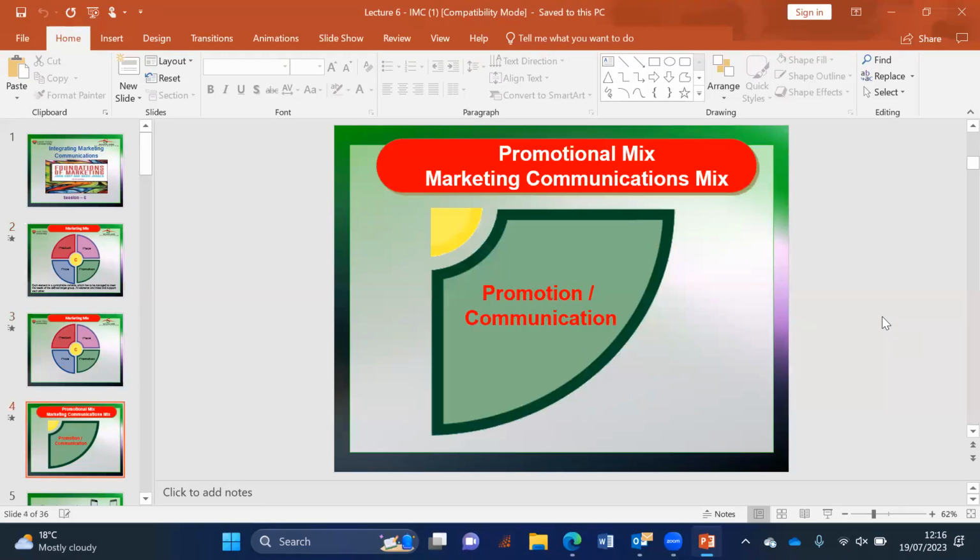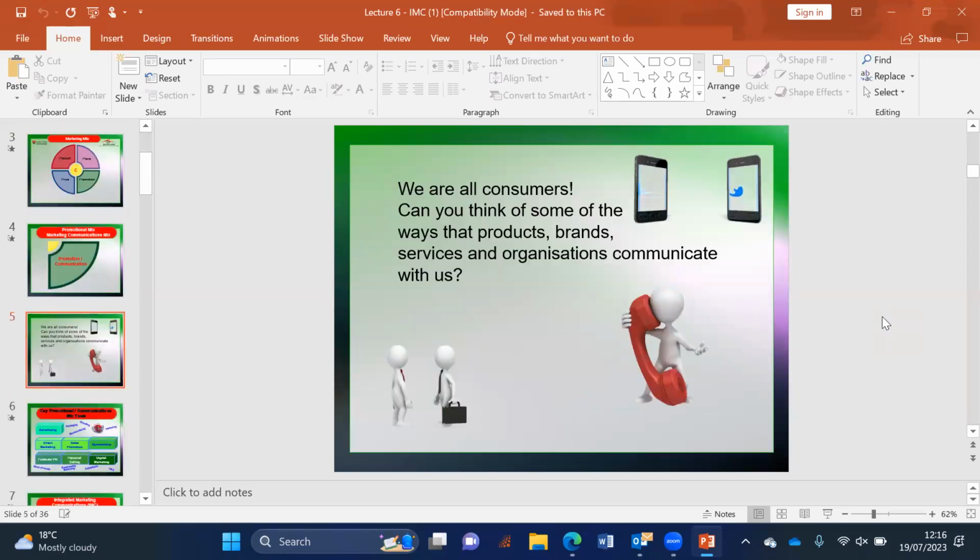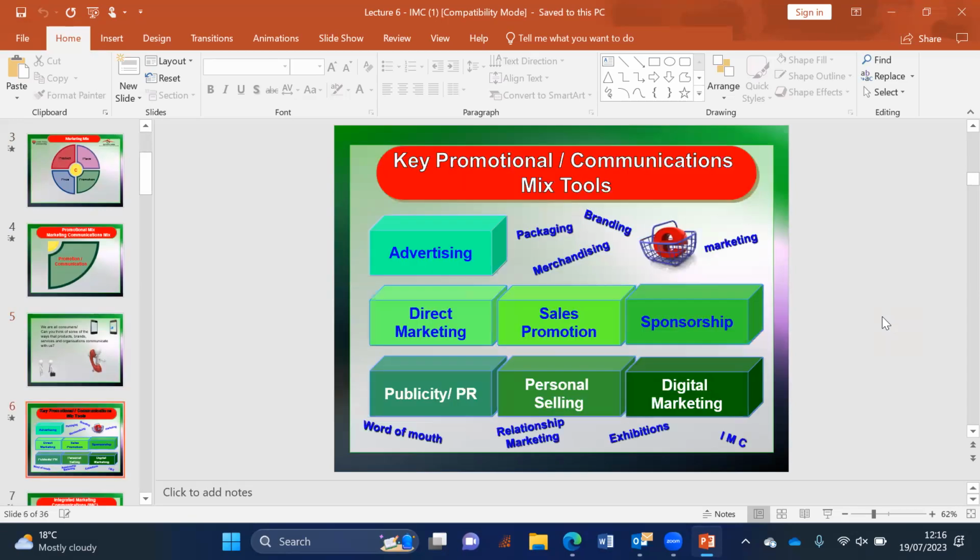So one important part of that is the promotion. So just like there's a marketing mix, sorry, there's a promotional mix. So that means there's several things that you can do for promotions. Let's look at what those things are. There's advertising, direct marketing, sales promotion, sponsorship, publicity, personal selling, and digital marketing. Let's look at what each of these means.